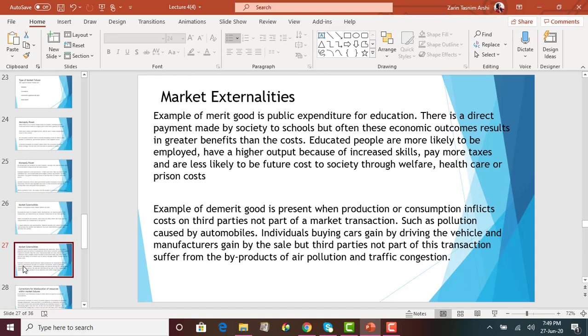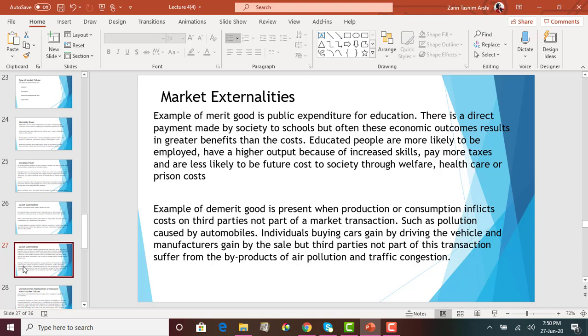Now an example of a merit good is public expenditure for education, right? Let's say the government is paying scholarships for students. What happens is more students are becoming educated, receiving bachelor's and master's degrees, and when they are graduating, they are coming out into the economy and providing more services, which is providing more welfare to the society, right? And educated people are more likely to be employed. They will increase the output in the society. They will pay more taxes, and as a result, overall the welfare of the society will go up. So that's an example of merit good or positive externality.